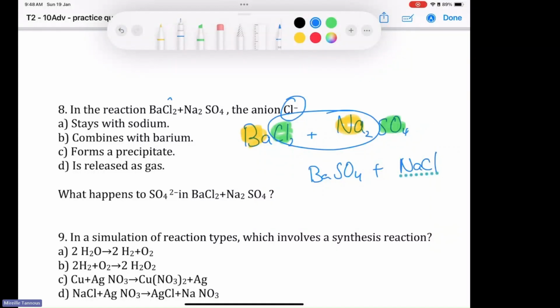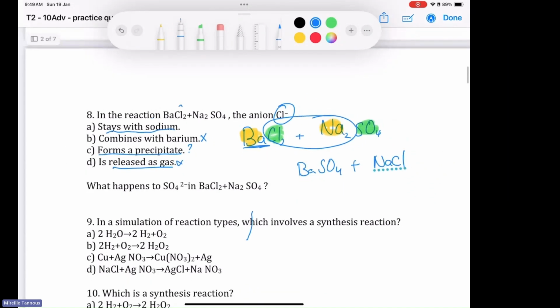So let's see the question. What do they want? The anion Cl minus, yes, it's going to go with the sodium. It will not combine with the barium. It's already here. Before the reaction, it was with the barium. Now, form a precipitate, we will check this, is released as a gas. No. Now, form a precipitate.